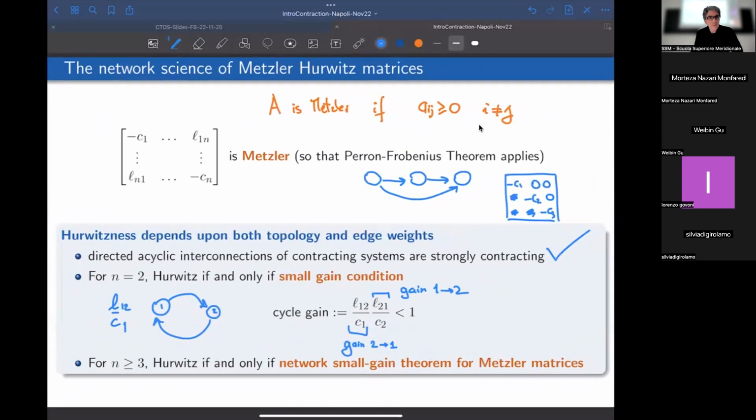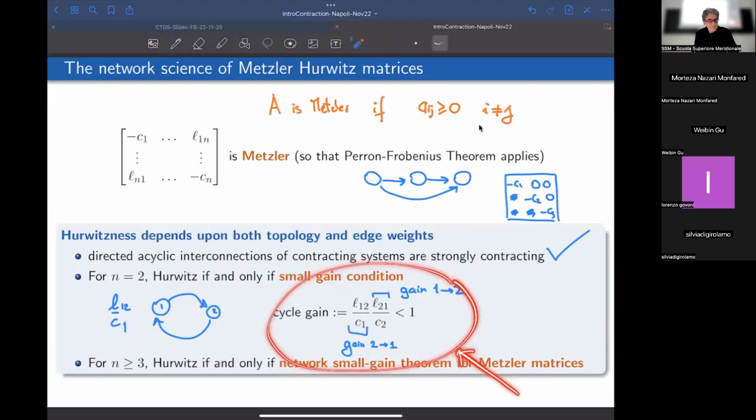And I already did this calculation for you the other day, right? If you have a 2 by 2 matrix, I'm not going to repeat it right now. It's very easy to check whether the eigenvalues are negative. You look at the trace, which here will always be negative, and the determinant, and you want the determinant to be positive. And so you get this condition right here. And the condition has the very nice interpretation that the cycle gain is less than 1.